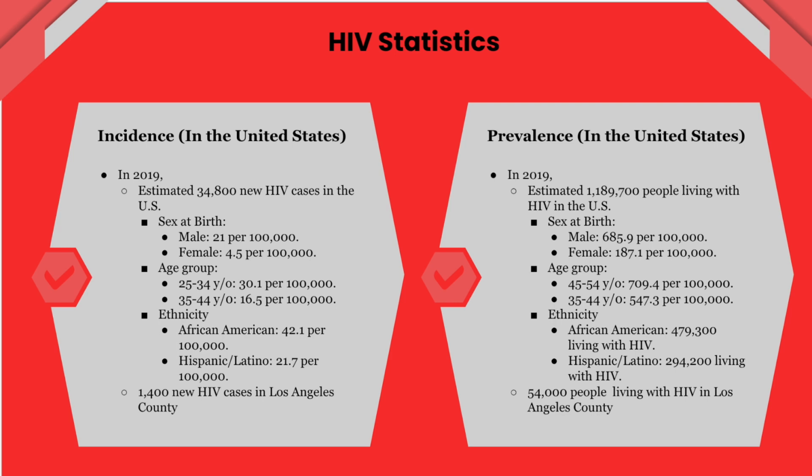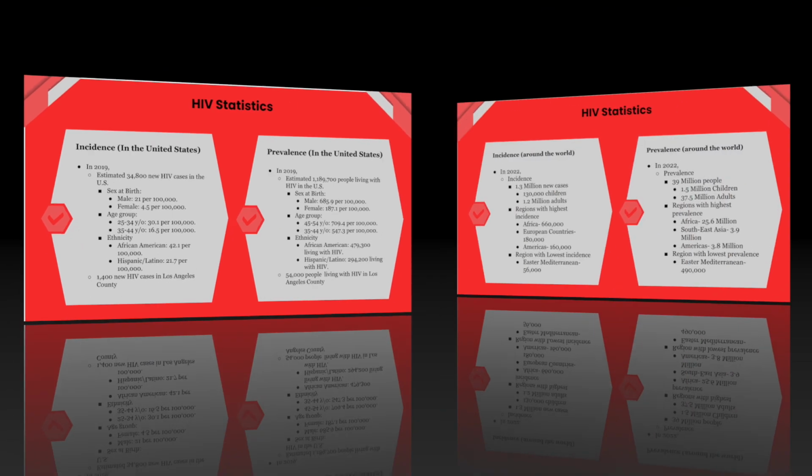When looking at the different age groups, those individuals aged from 45 to 54 had a rate of 709.4 compared to 547.3 for individuals aged 35 to 44. When looking at ethnicity, there was a total of 479,300 African Americans living with HIV compared to 294,200 Hispanic and Latinos living with HIV. Specifically for the county, there were 54,000 people living with HIV in Los Angeles County.